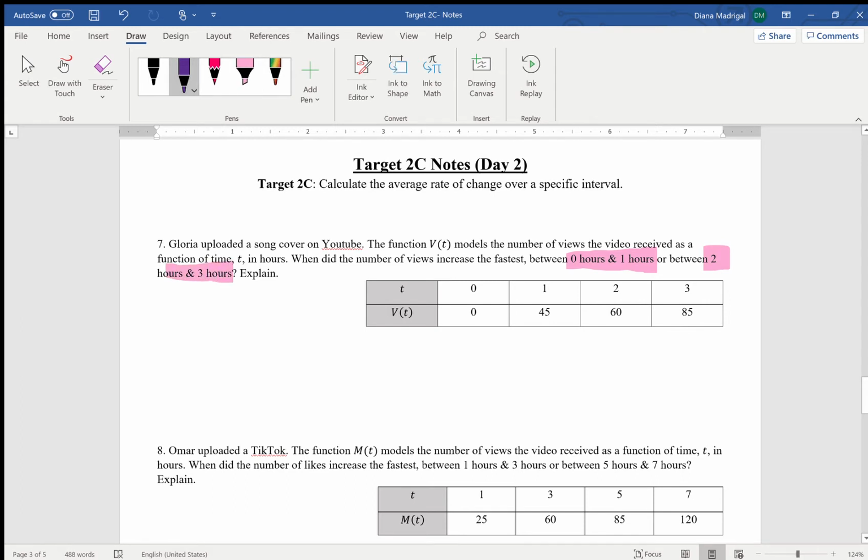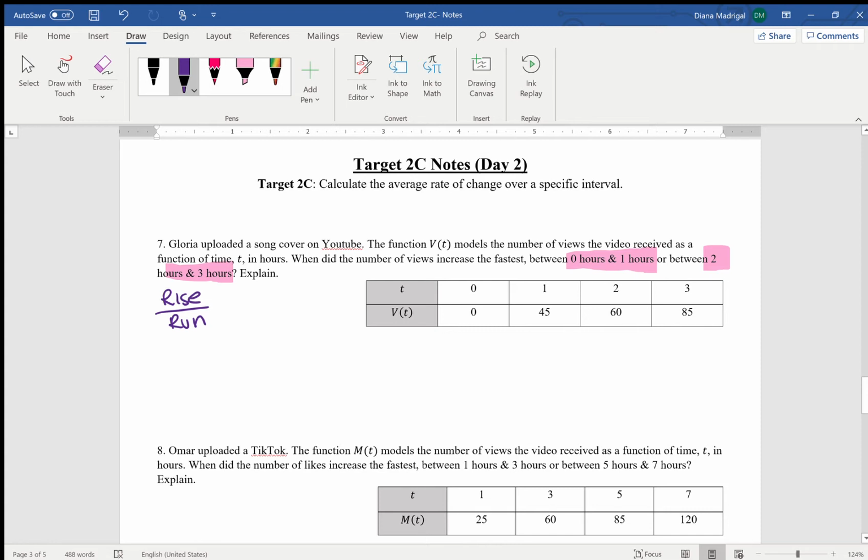All right, so for this one, to figure out which number of views increase the fastest, obviously we need to find the rate of change, okay? So the rate of change again is rise over run. Remember, you need to rise before you run, okay? And we have two options. Option A is 0 to 1 hour.